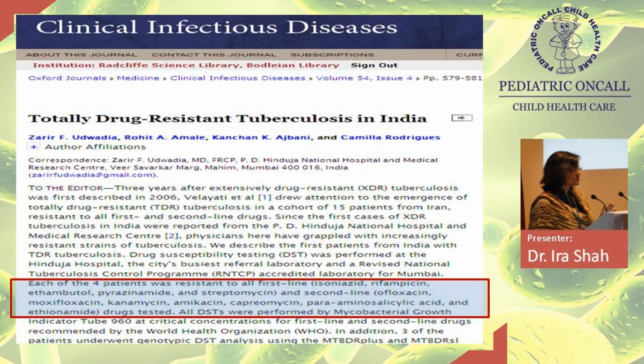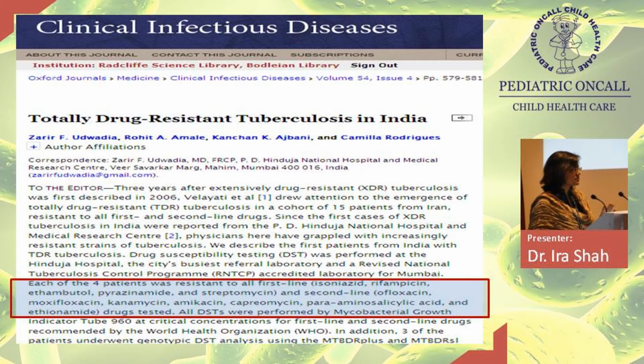And they reported 4 patients resistant to all the first line drugs: INH, rifampicin, ethambutol, pyrazinamide, streptomycin. And second line: your Oflox, Moxiflox, the quinolones, kanamycin, amikacin, capreomycin, the aminoglycosides, PAS, ethionamide. So these are the DSTs that were done. They have not tested for cycloserine, clofazimine, linezolid. All those drugs have not been done. But they tested for all the possible DSTs that are available and all of them were resistant to everything. So they labeled these patients as TDR, totally drug resistant TB.